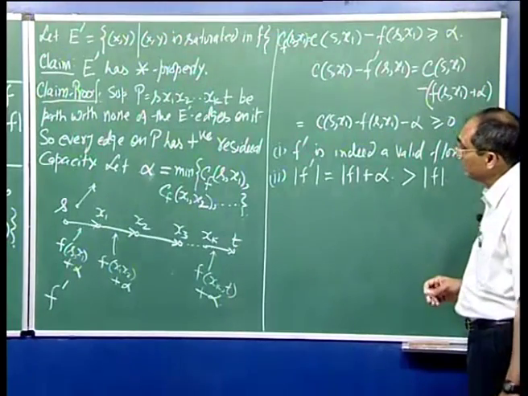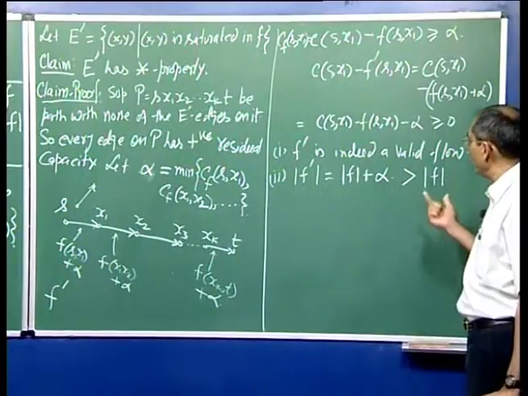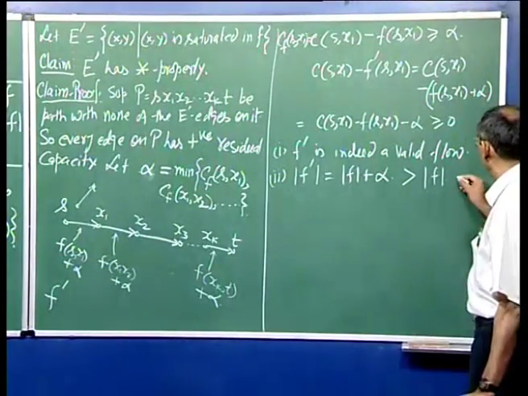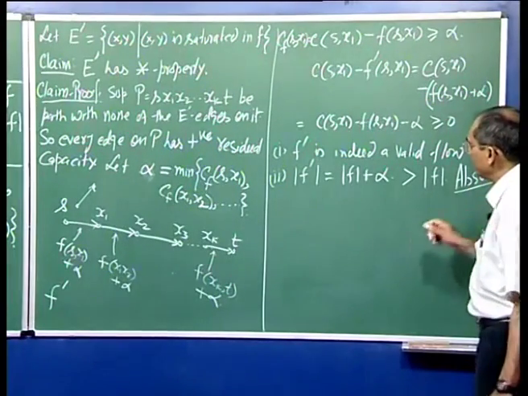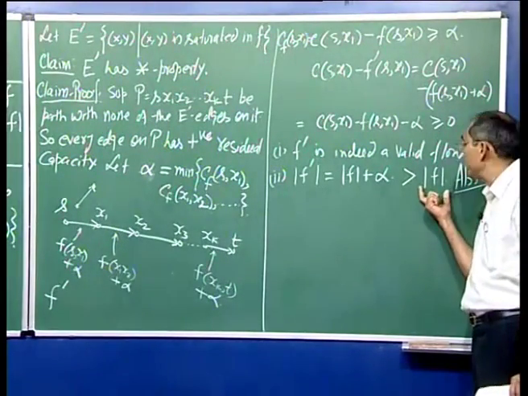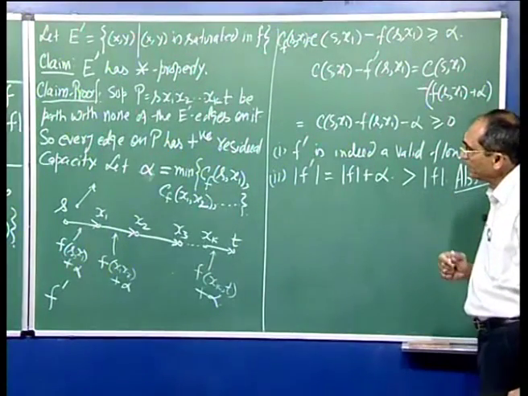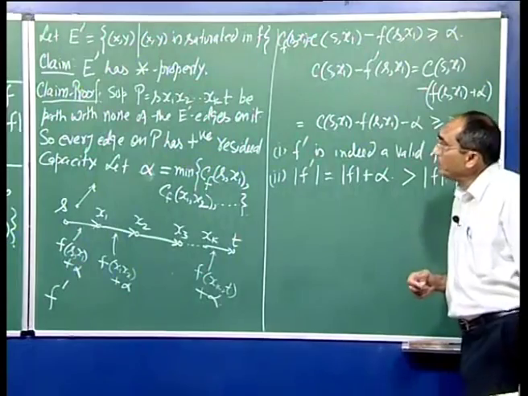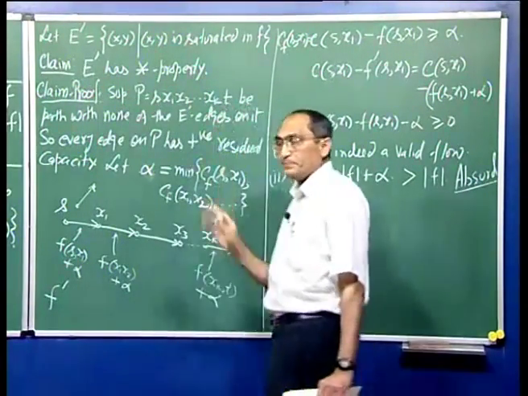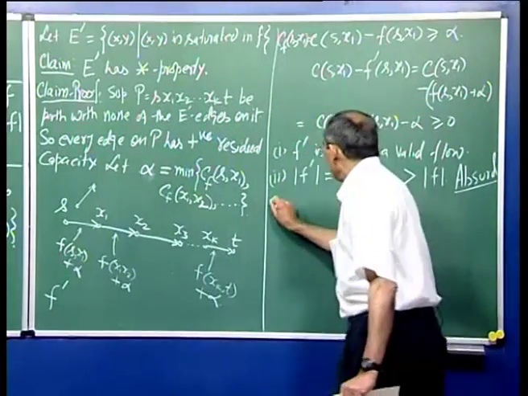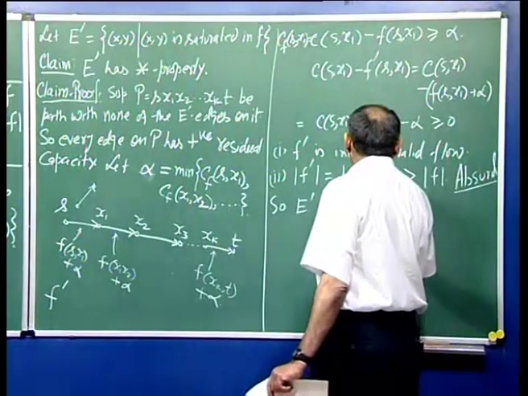What we have found is that we managed to improve the flow, which should be absurd. Why? Because we chose f to be one of those maximum flows. Nothing should improve upon this. Hence, we have established that E prime has star property. Okay. So, E prime has star property.